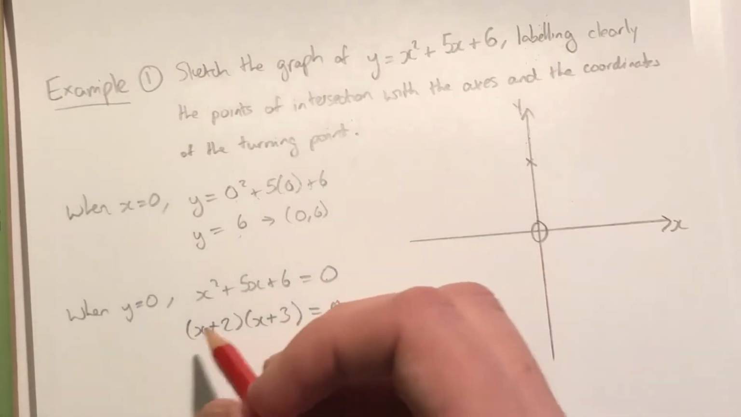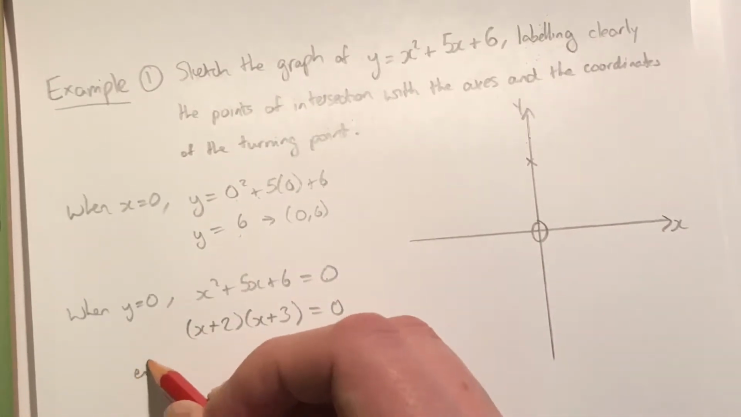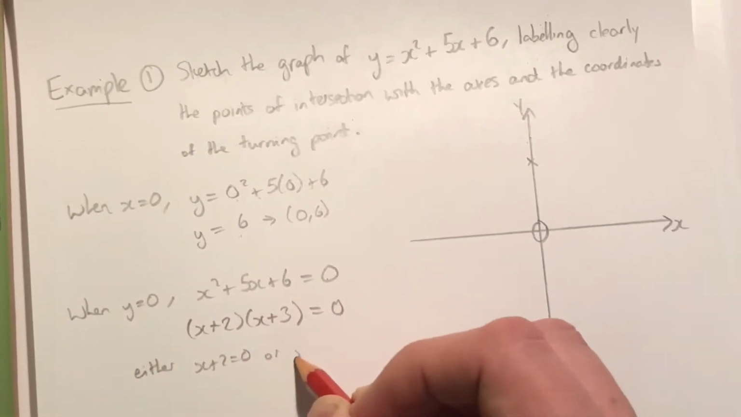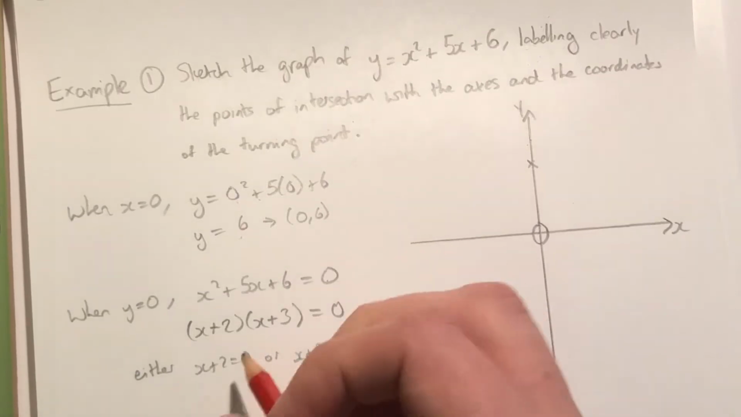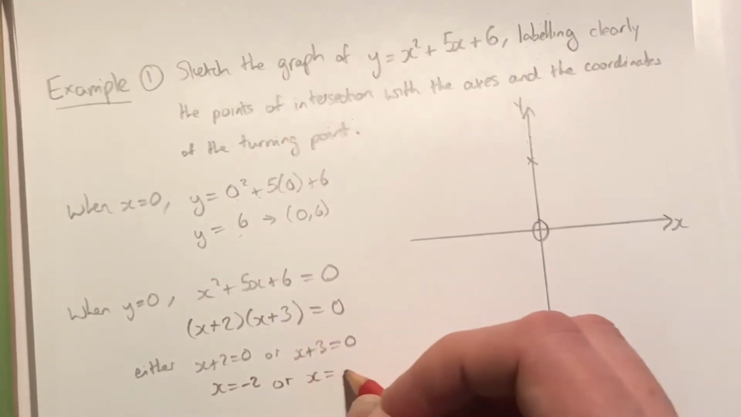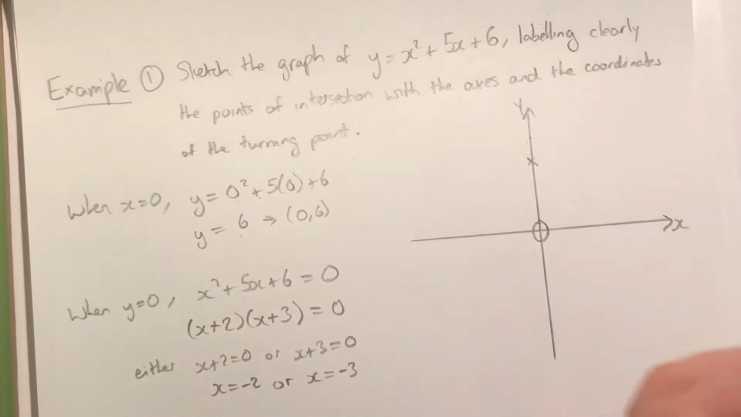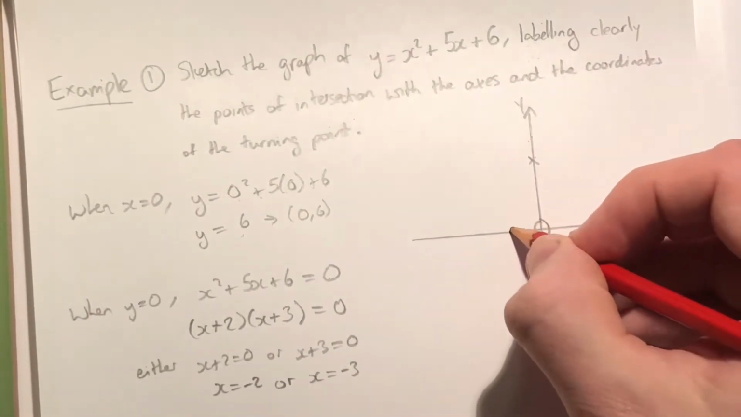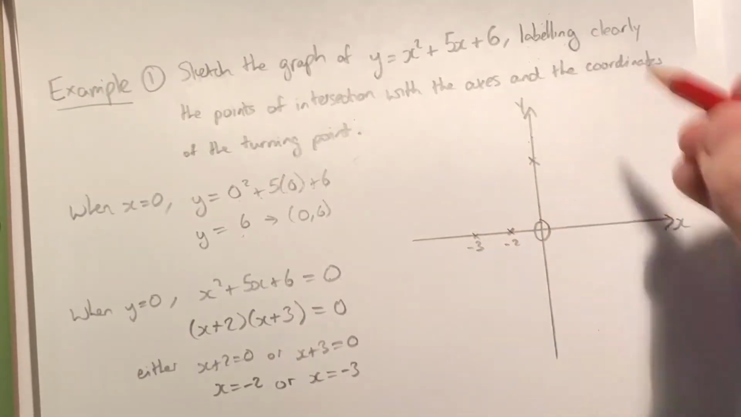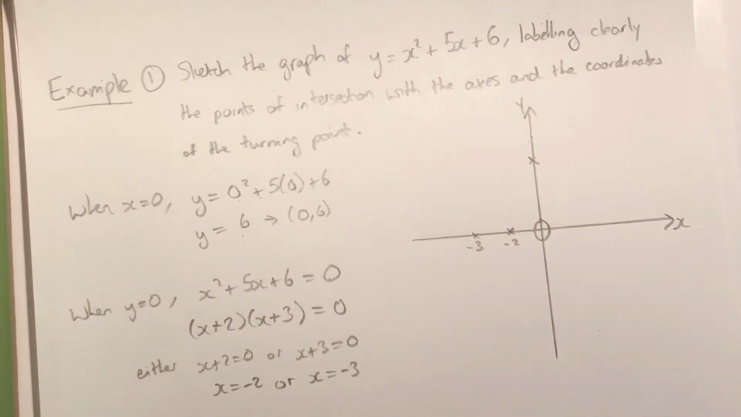Make your either-or statements: either x plus 2 equals 0 or x plus 3 equals 0, which means that x equals minus 2 or x equals minus 3. Well, that's easily done on here. So there's minus 2 there. There's minus 3 there. Notice it's not a completely accurate diagram. Nobody said it had to be accurate. As long as the points are in the general area that they should be, that's all that matters here.